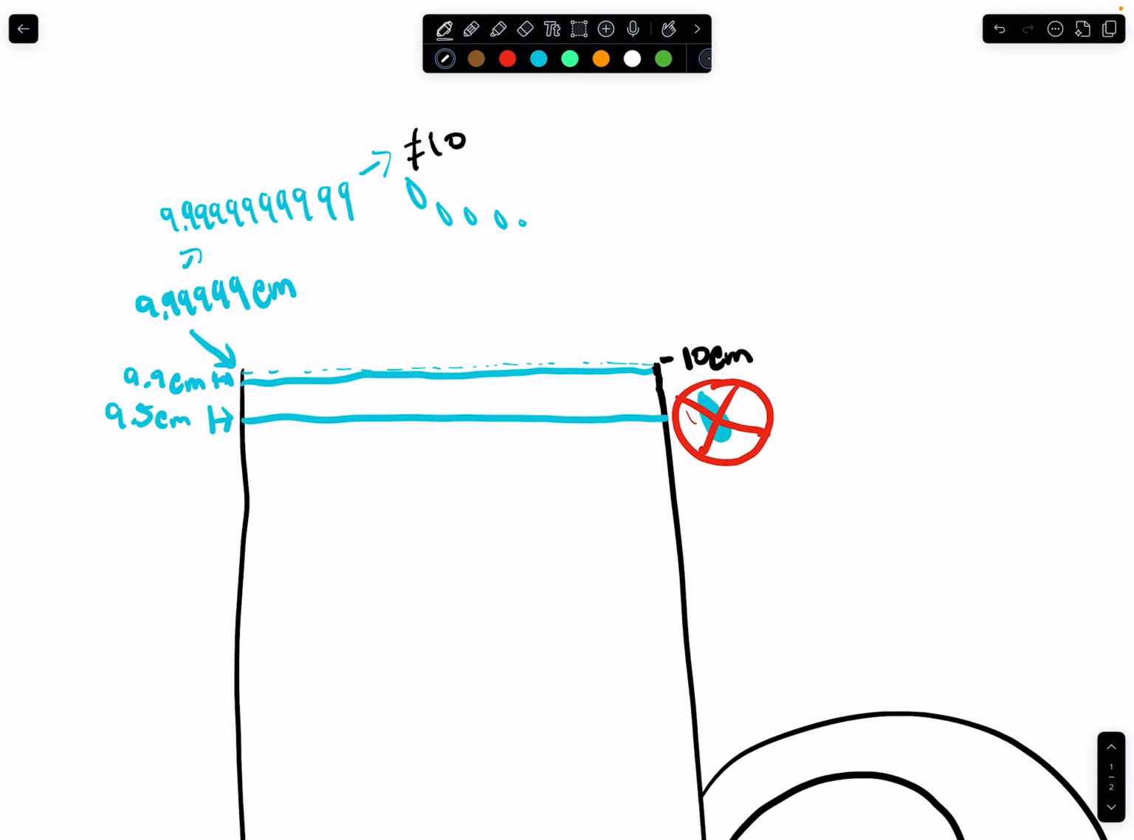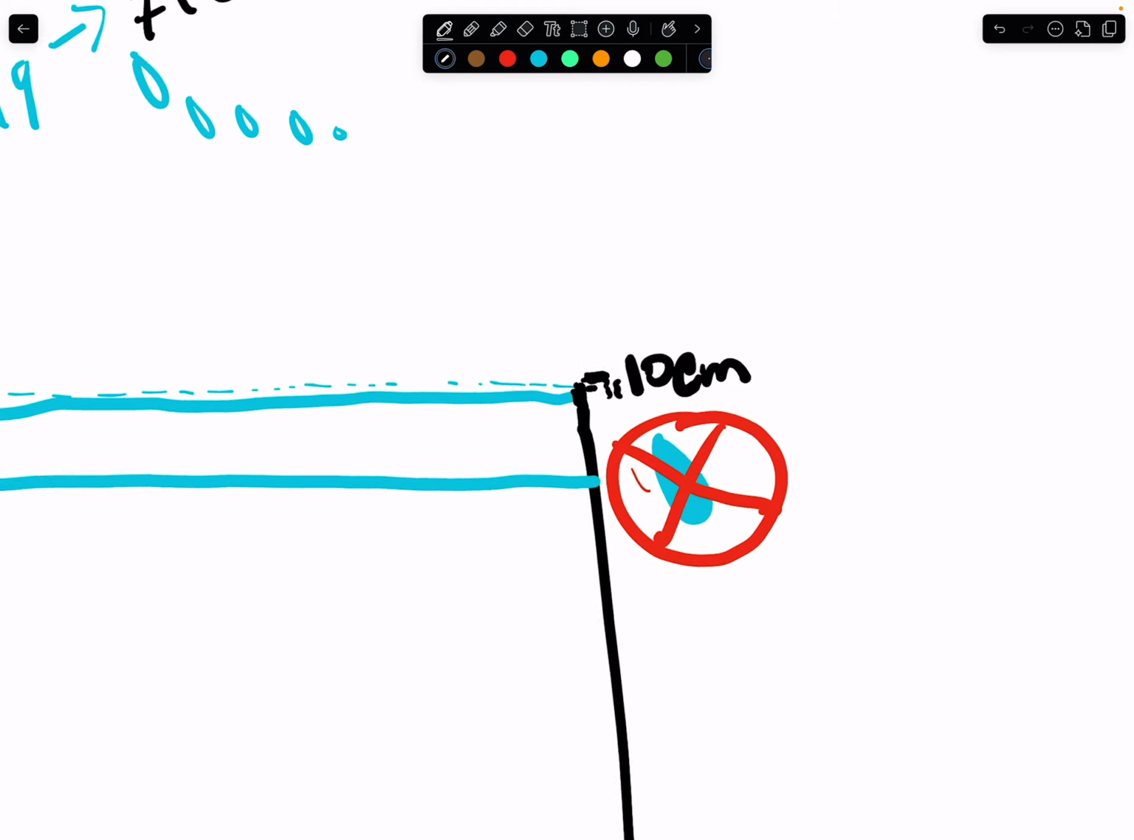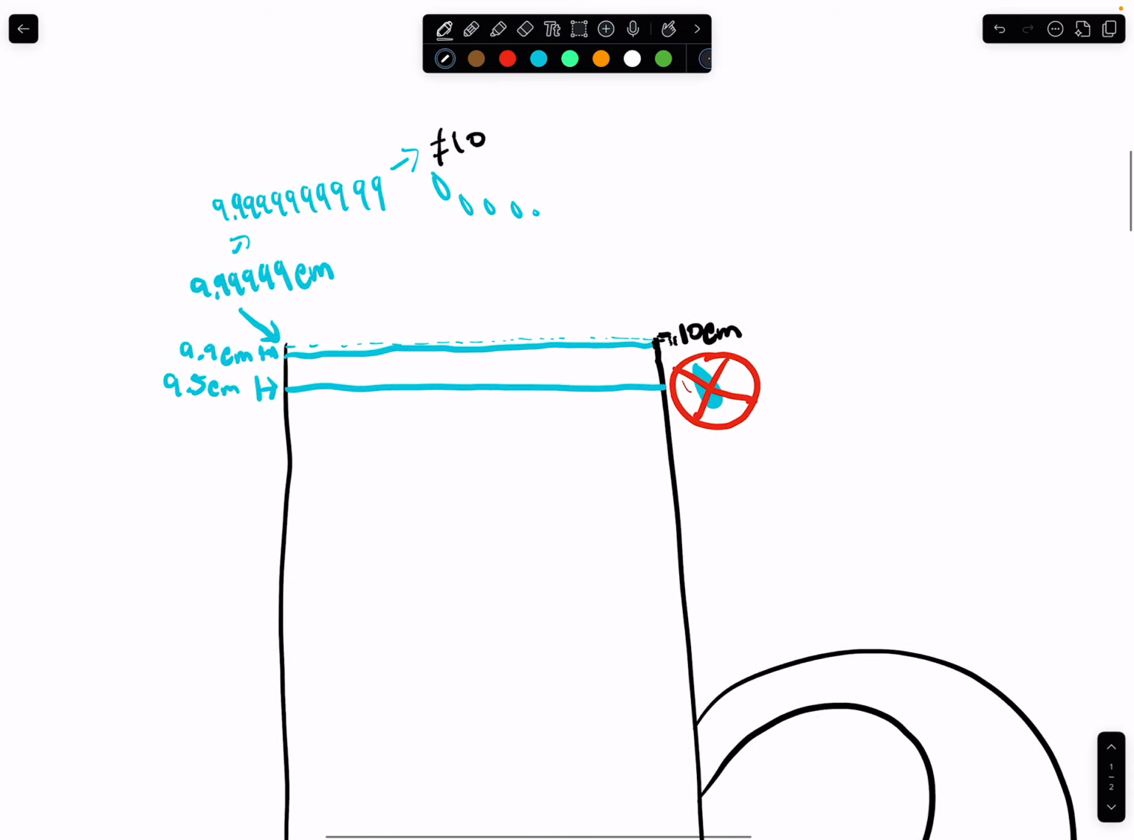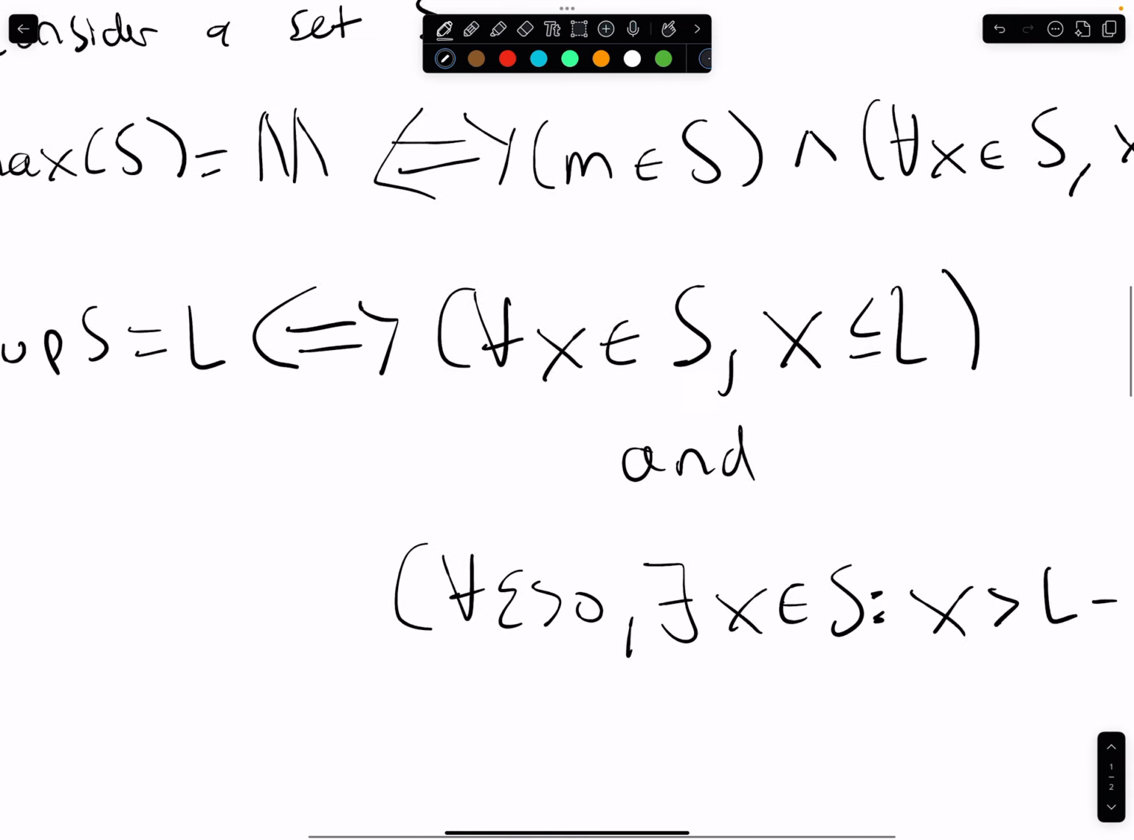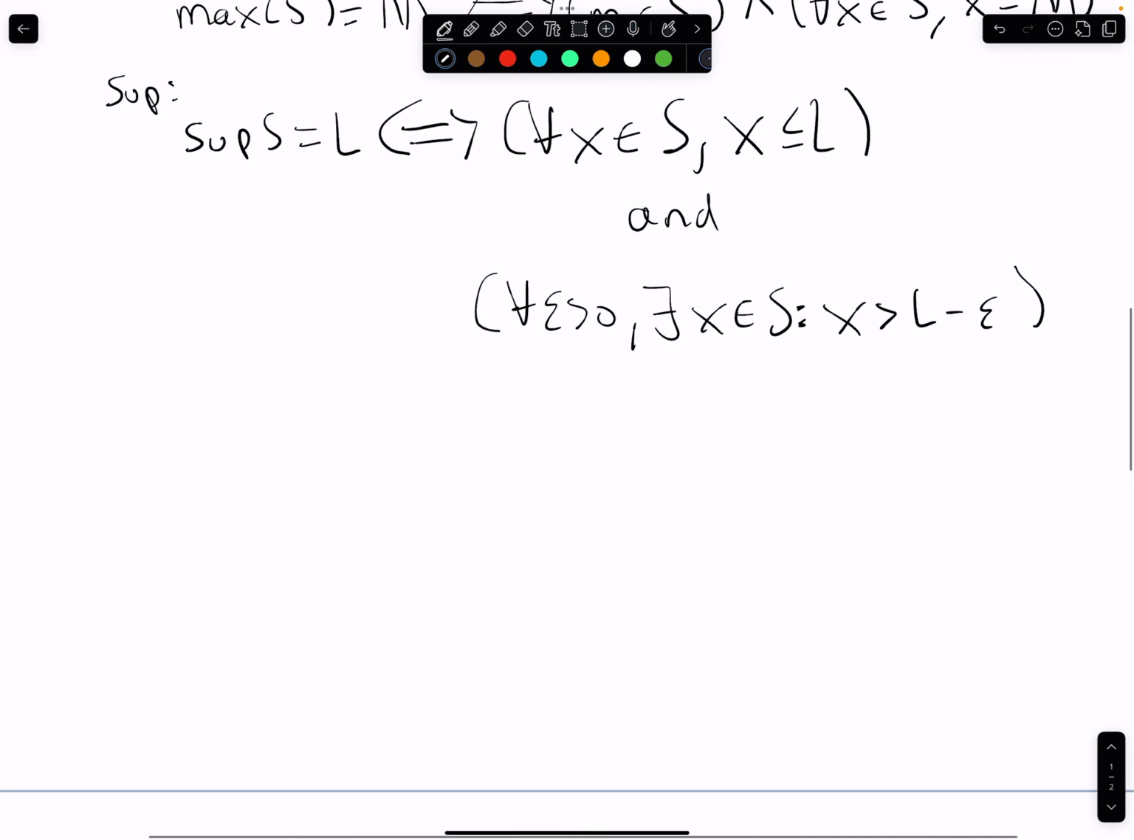This little tiny distance right here between 9.99999 and 10, this is epsilon. Hopefully you guys can see that. I tried. So what this is saying, X is greater than L minus epsilon, is saying that we can keep finding a height of the mug that we can pour some more water in, that it's closer and closer to this limit.